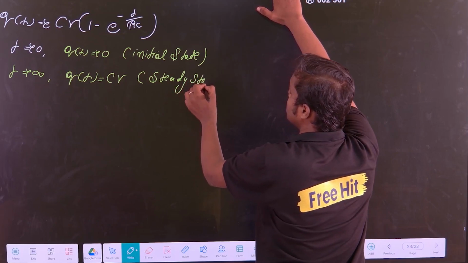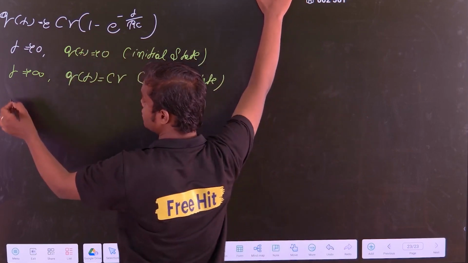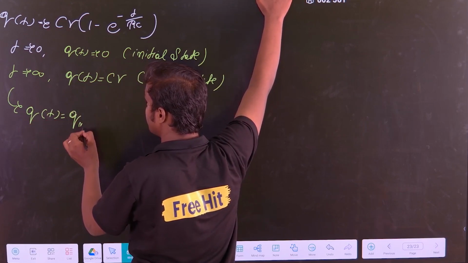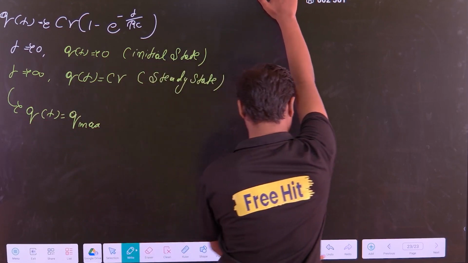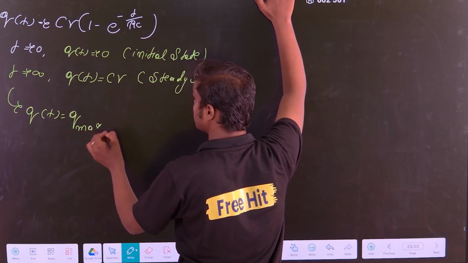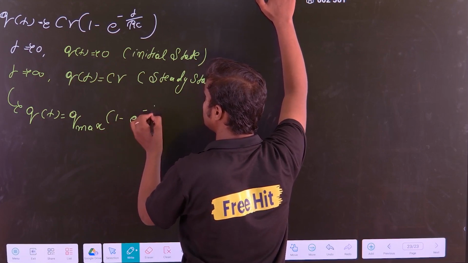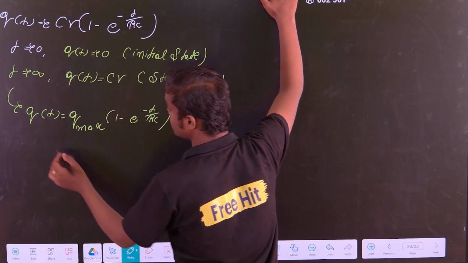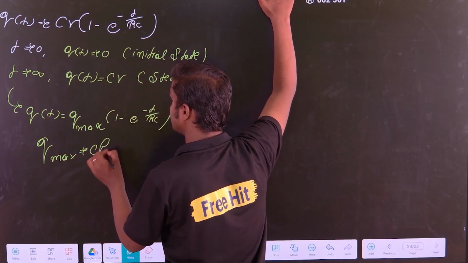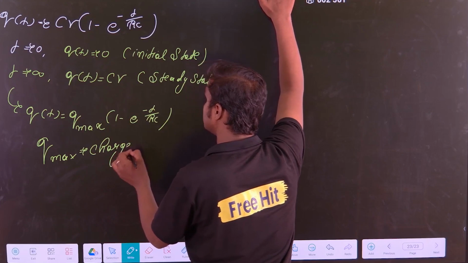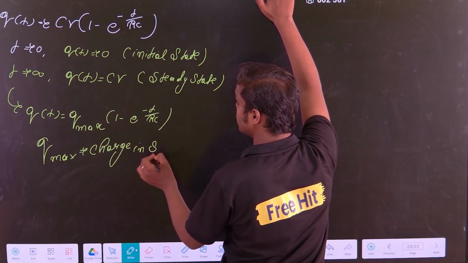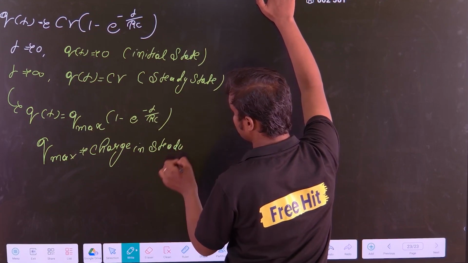So by this I can write my equation: Q of t is equal to Q max, that is the maximum charge, into 1 minus e to the power minus t by RC, where Q max is the charge in steady state. And how to calculate the charge in steady state, we have seen in the example. I have taught you that earlier only.